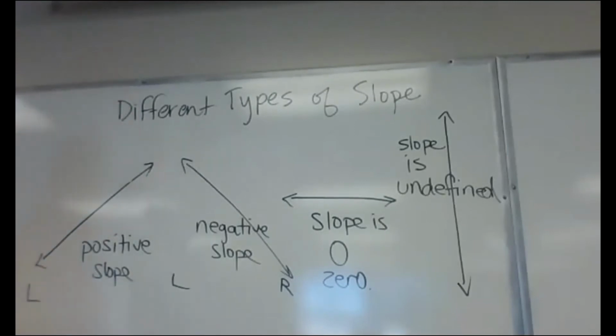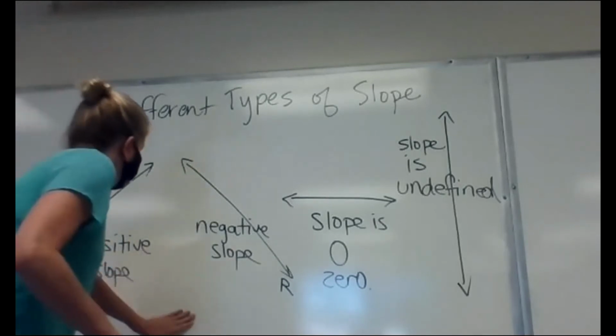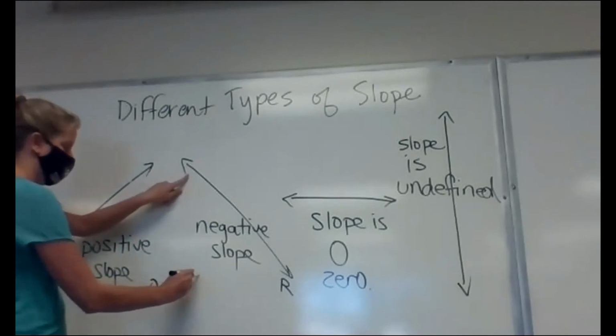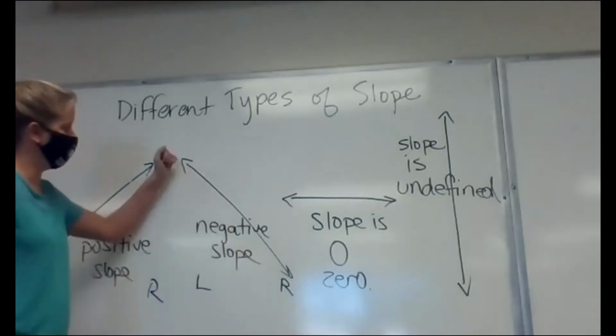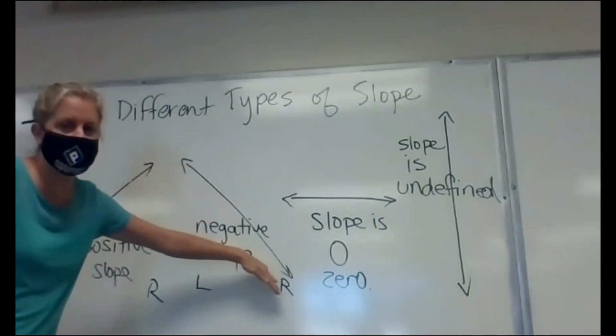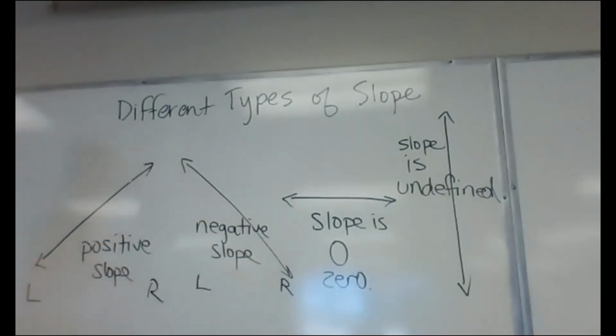All right, these are the 4 different types of slope that you're going to run into. Okay, this one right here, if you read it from the left side to the right side, it travels up. That makes it a positive slope. This slope, this line, from the left side to the right side, it goes down. That makes it have a negative slope.